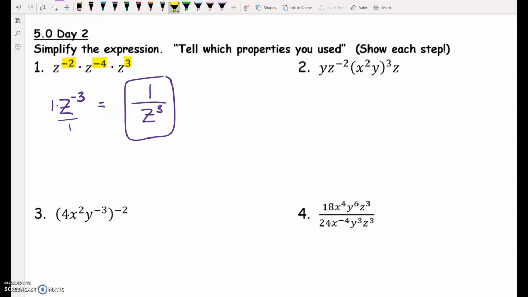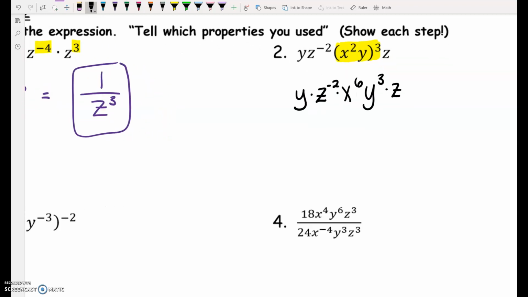Okay, number 2. Anytime you see parentheses, especially if those parentheses have an exponent right after them, you should always deal with those parentheses first. That's just going to make everything a whole lot easier. So I've got x to the 6th, y to the 3rd. There's a z that comes after that. And honestly, the order does not matter. So if you wanted to write x to the 6th, y to the 3rd first, and then put the rest of the stuff after, that would be fine.